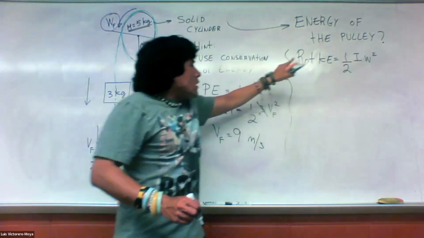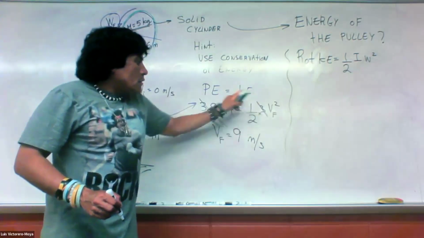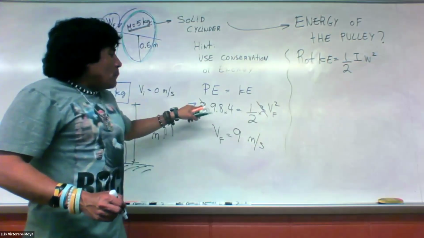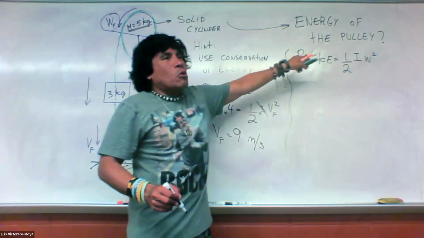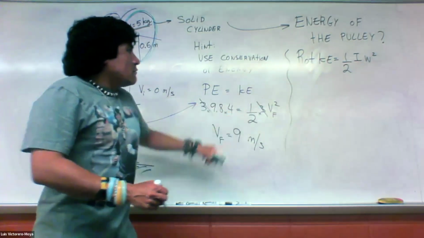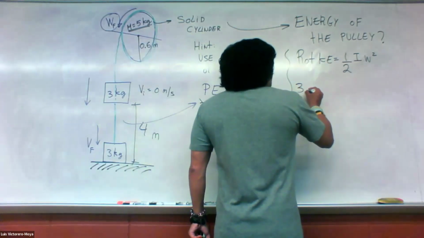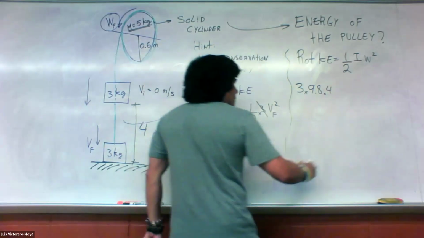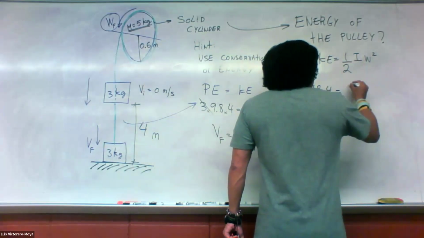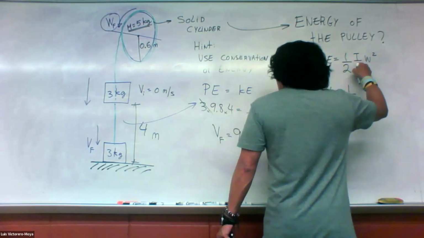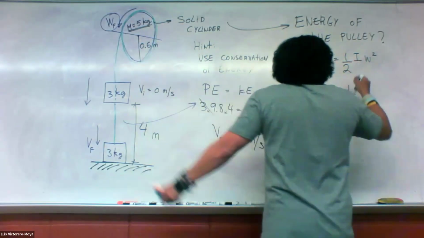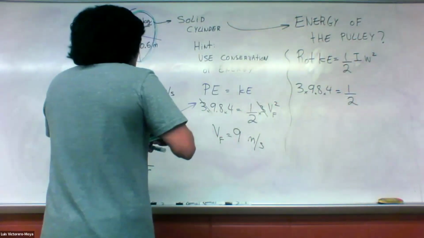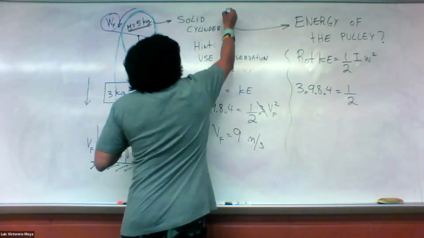This energy is this energy here, due to kinetic, but hey, I didn't need to find this. The potential is equal to kinetic is equal to rotational. The potential, 3 times 9.8 times 4, is equal to kinetic, but it's also equal to 1/2 I W squared. The I for a solid cylinder is 1/2 mr squared.